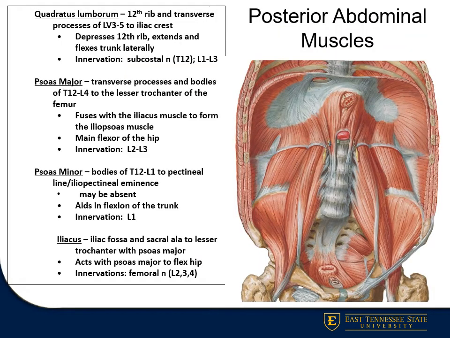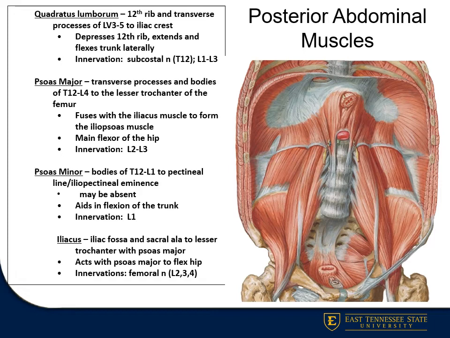Okay, moving on to the posterior abdominal wall, or posterior abdominal muscles now. There's quadratus lumborum, psoas major, psoas minor, and the iliacus. So the quadratus lumborum you can see extending from the iliac crest and transverse processes to the 12th rib. It helps to depress the 12th rib as well as flex the trunk laterally. The innervation here is the subcostal nerve, as well as L1, 2, and 3.